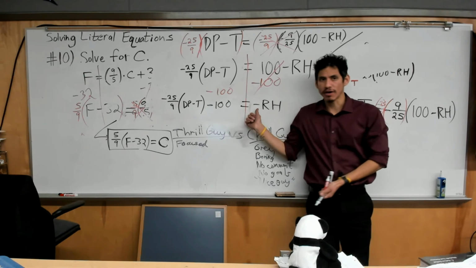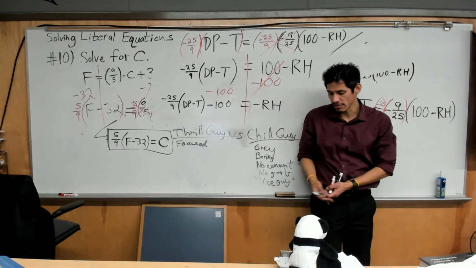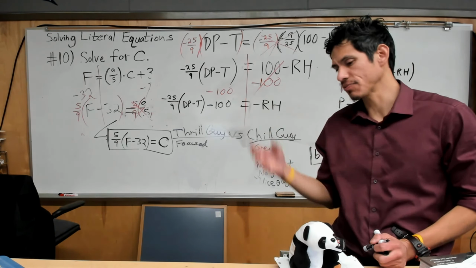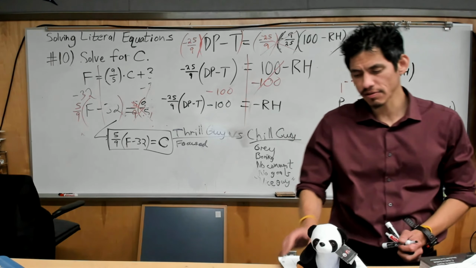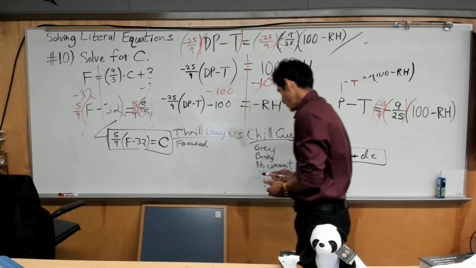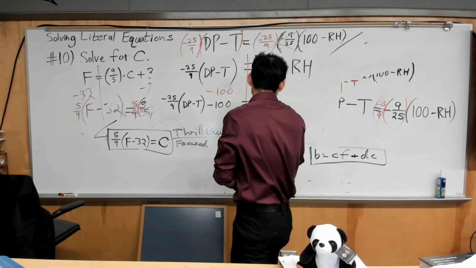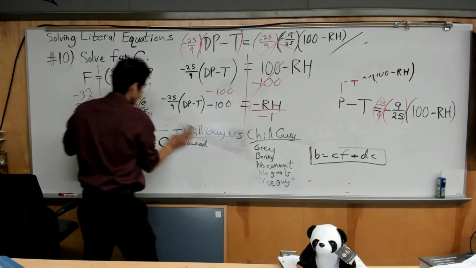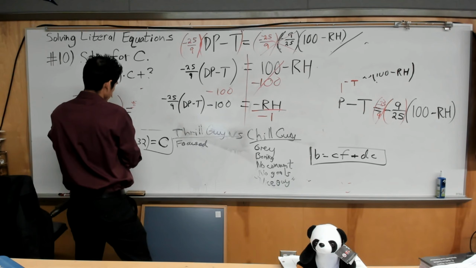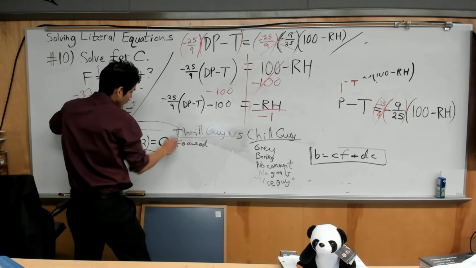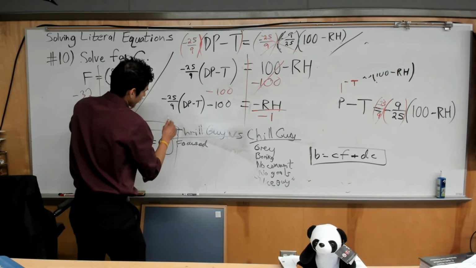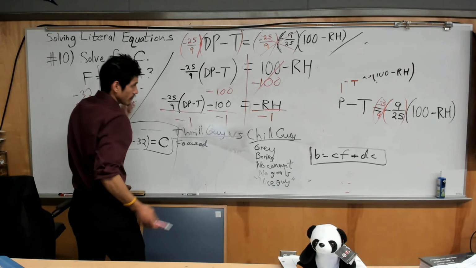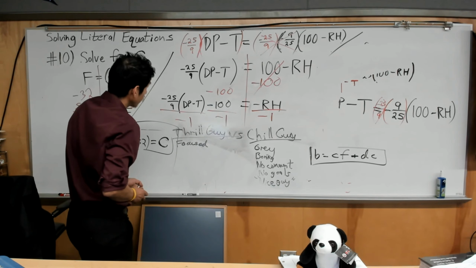Because remember, we have negative RH. We want the positive RH. So what do we do? We multiply by negative 1. Or you can think of it as dividing by negative 1. That's right, Pepe. You're learning. Very good. So with that, we will use our red marker by dividing by negative 1. Dividing this whole thing by negative 1, and that by negative 1. So the right side becomes positive.